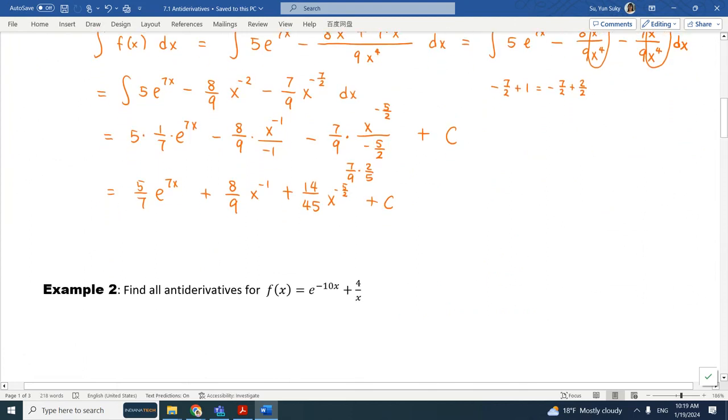So now we need to integrate f of x dx. Okay. How about you try this problem? Everybody try this problem. Use the formula.